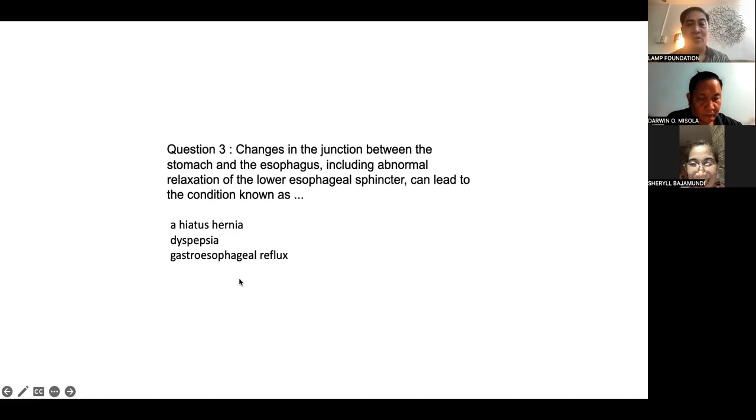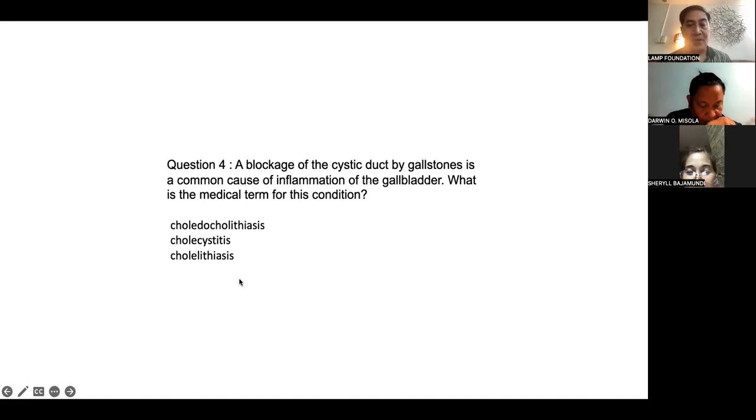Changes in the junction between the stomach and the esophagus, including abnormal relaxation of the lower esophageal sphincter, can lead to the condition known as GERD, or gastroesophageal reflux disease. Yeah, thank you. A blockage of the cystic duct by gallstones is a common cause of inflammation of the gallbladder. What is the medical term for this condition?